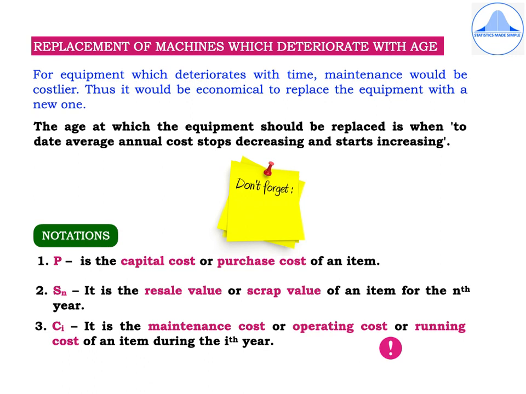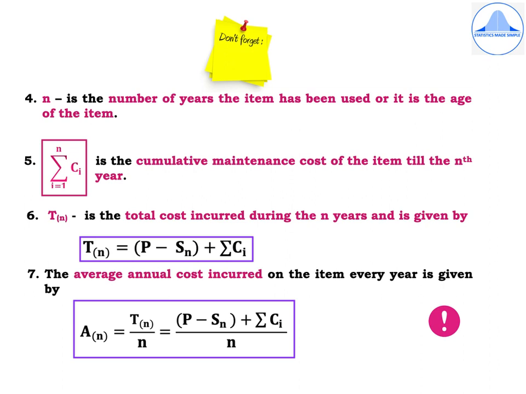Capital P is called the capital cost or the purchase cost of an item. Sn, where n is a subscript, is the resale value or scrap value of an item for the nth year. Ci is the maintenance cost or operating cost or running cost of an item during the ith year. These notations are important, don't forget them. n is the number of years the item has been used, or it is the age of the item.